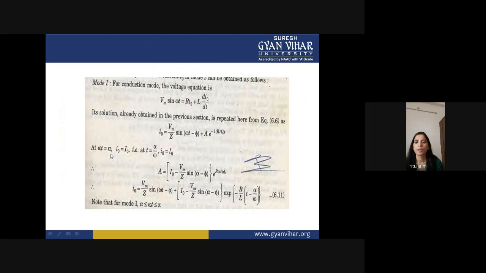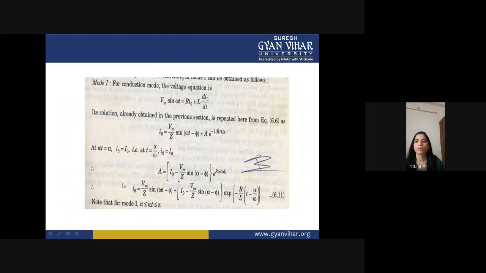So at omega t is equal to alpha, i naught is equal to I naught. At t is equal to alpha upon omega, i naught is equal to I naught. So you can get the value of A, which is equal to (I naught minus Vm upon Z sin(alpha minus phi)) into e to the power R alpha upon omega (L).